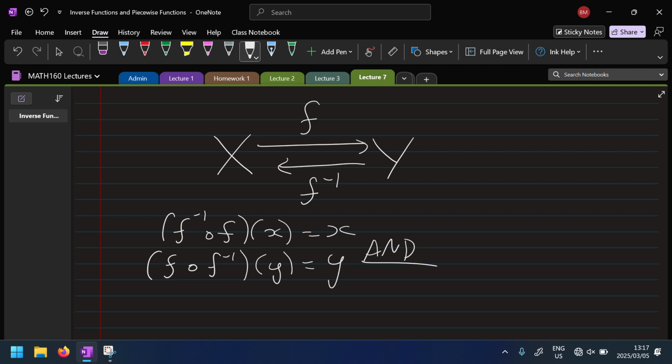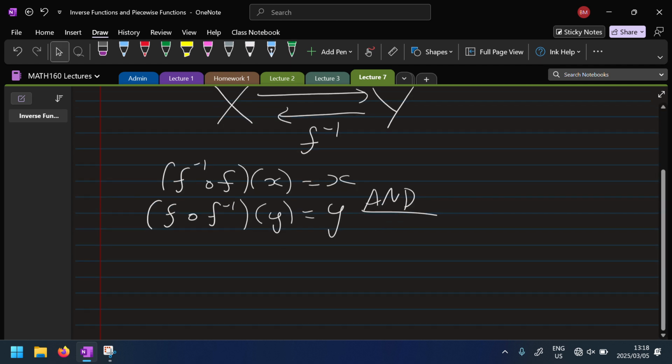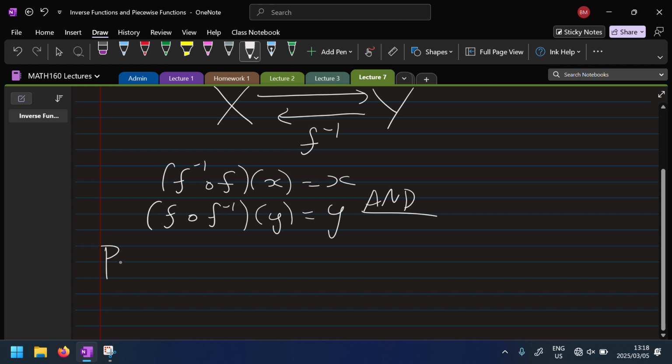Now, there's another way to check if f has an inverse. Instead of checking these two equations, we can check two properties. If the function f satisfies those two properties, we call it invertible or bijective. In other words, it has an inverse. Okay, so properties for f to have an inverse.